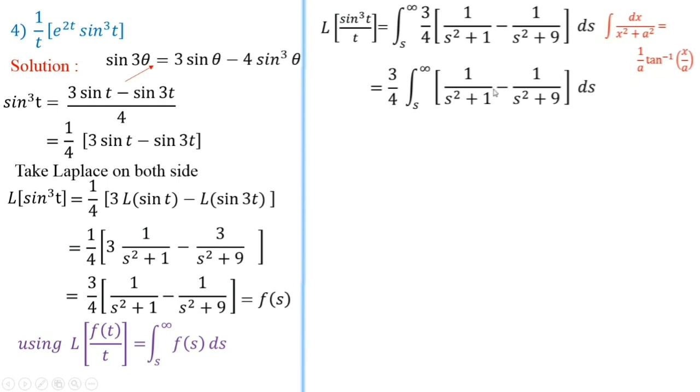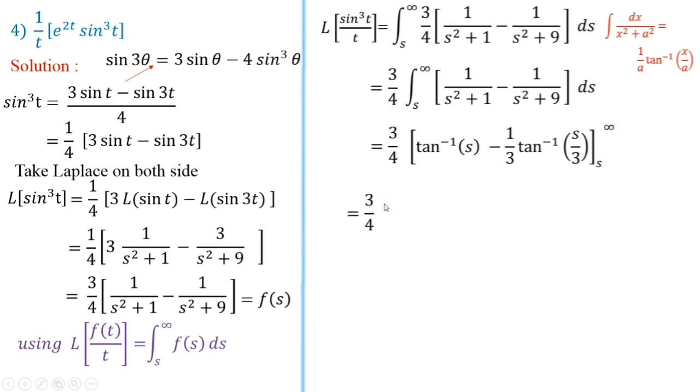By using this formula, we get this is equal to 3 by 4, and integration of this term is 1 upon 1 into tan inverse of s, means we get tan inverse of s, minus integration of this term is 1 upon 3 into tan inverse of s upon 3, limit from s to infinity.